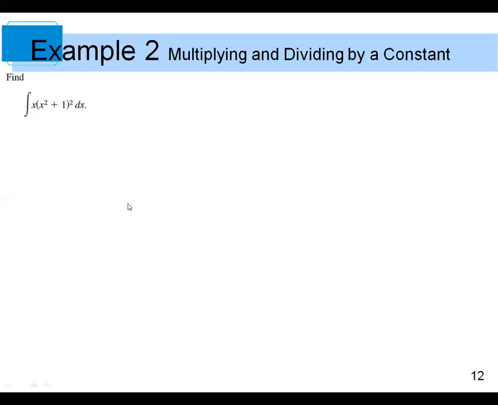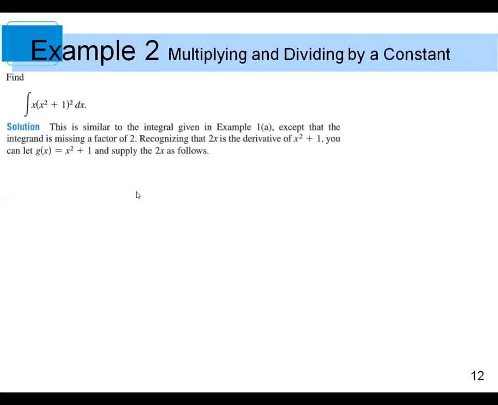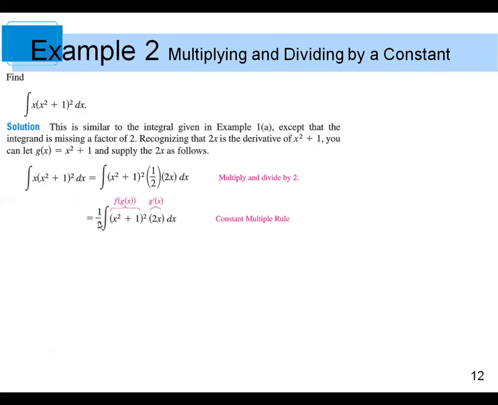So what do I do? Well, this is similar to the example in 1a, except the integrand is missing a factor of 2. Because 2x is the derivative of x squared plus 1, you can let g equal x squared plus 1 and supply the 2x in this way. If you multiply by 2 and divide by 2, or multiply by 1/2 and 2, those would essentially cancel each other out. But the reason we do that is so that we get a factor of 2x in the problem. You do have an extra factor of 1/2 multiplied in there, but you can just move that to the front of the integral, like this.